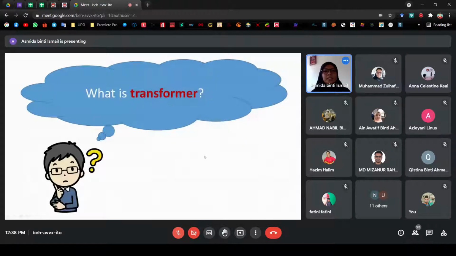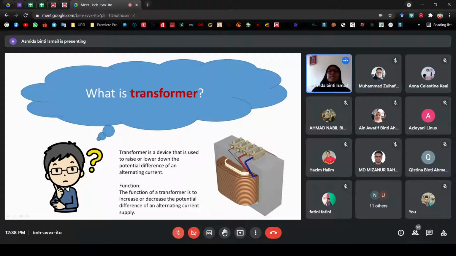Okay, transformer. What is this transformer? Okay, this is the transformer. Transformer is a device that is used to raise or lower down the potential difference of an alternating current. Okay. This transformer is used to convert your current or your voltage, okay, either to step up or step down, either to increase or decrease. Okay, so you guna transformer ni untuk you naikkan you punya voltage ataupun untuk turunkan voltage you, ataupun untuk naikkan arus ataupun turunkan arus.